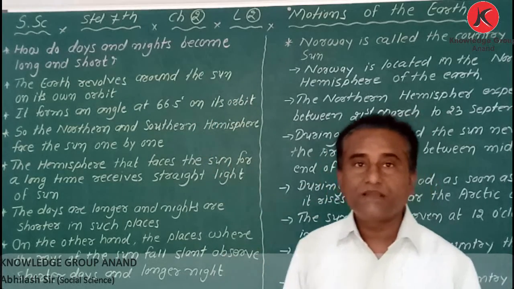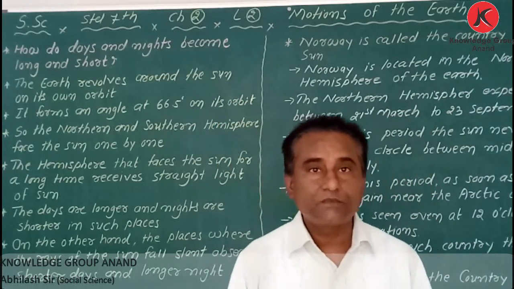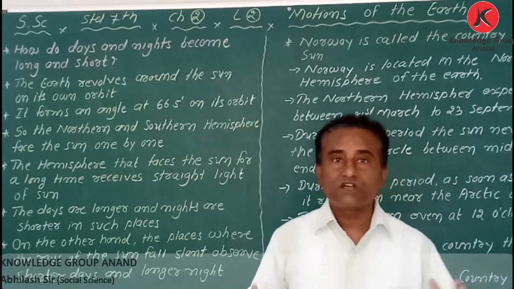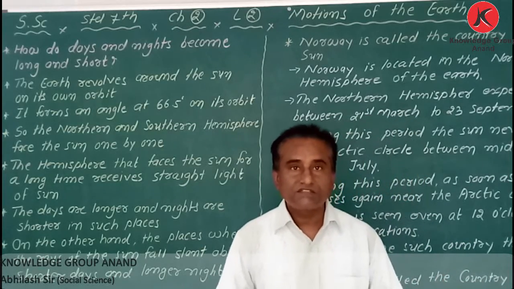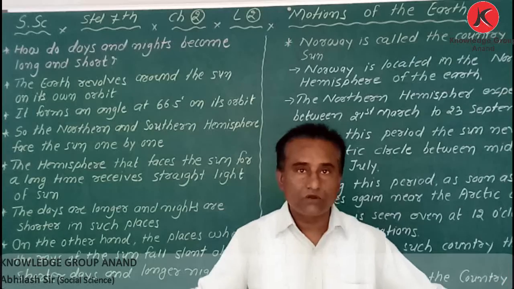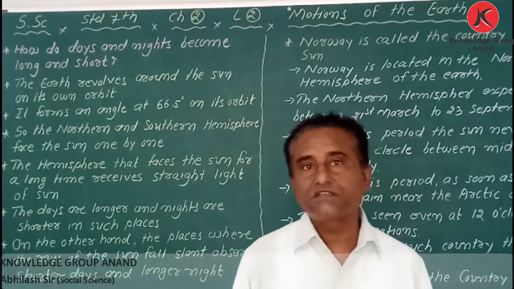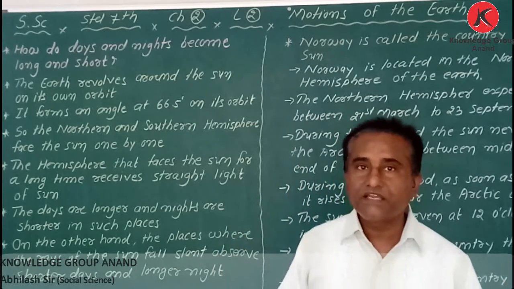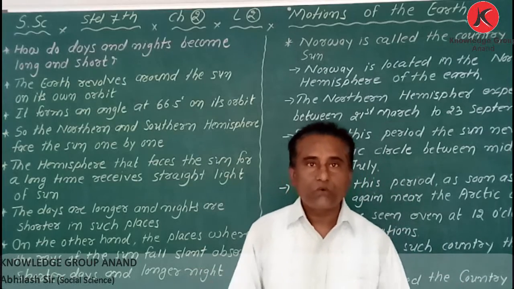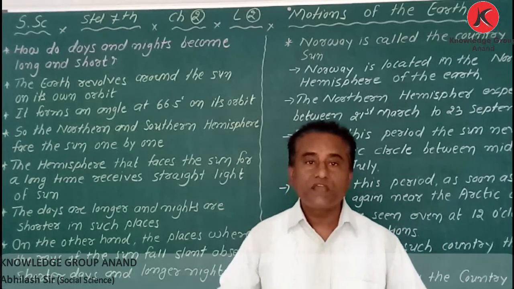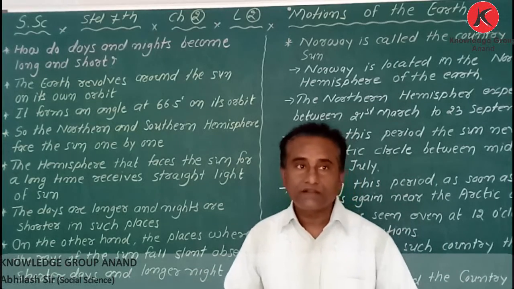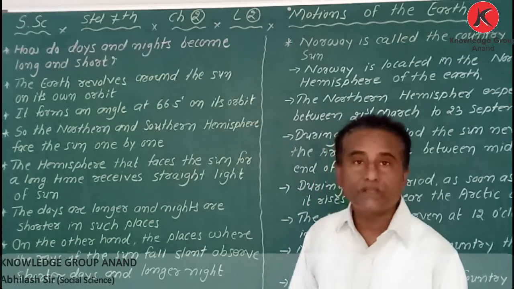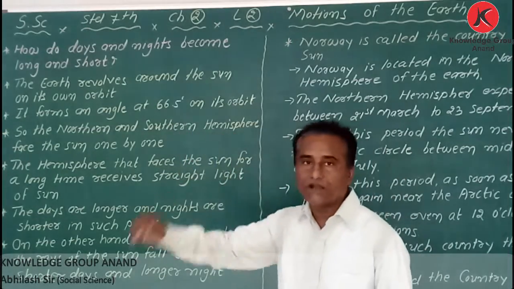You know, sometimes the days are short and sometimes days are long. Sometimes nights are short and sometimes nights are long. In the summer season, we have long days and short nights, while in the winter season we have short days and long nights. How it happens, I am going to explain now.